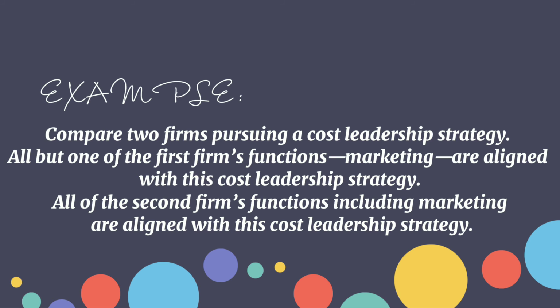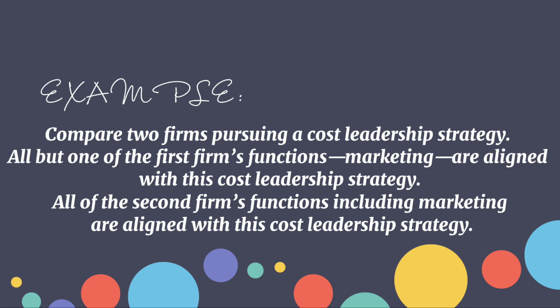Because marketing is not aligned with the first firm's cost leadership strategy, this firm is likely to advertise products that it does not sell. That is, this firm might advertise its products on the basis of their style and performance, but sell products that are reliable and inexpensive. A firm that markets products it does not actually sell is likely to disappoint its customers. In contrast, the second firm that has all of its functions, including marketing, aligned with its chosen strategy is more likely to advertise products it actually sells, and thus is less likely to disappoint its customers.